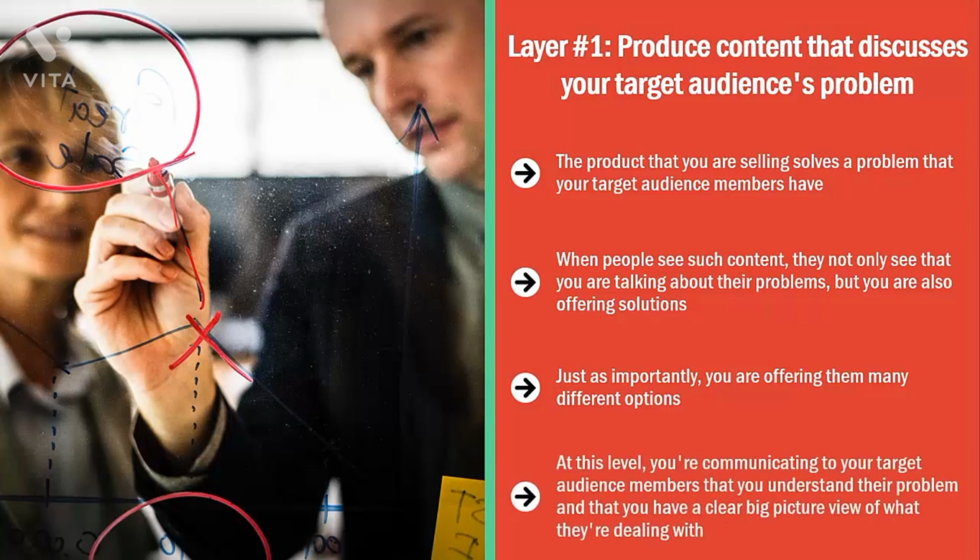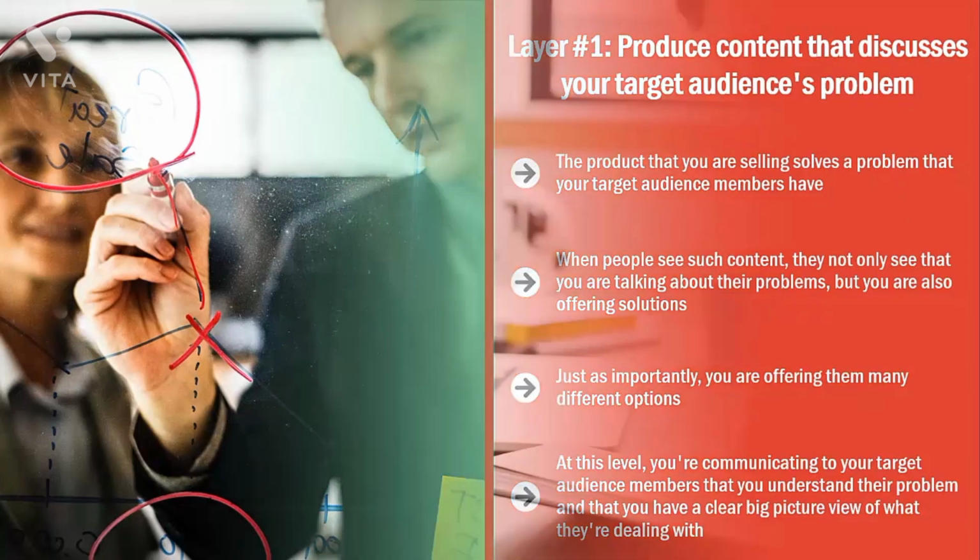At this level, you're communicating to your target audience members that you understand their problem and that you have a clear, big picture view of what they're dealing with. So you explain many different issues regarding their problem. You lay it out. And the more information they get from your content, the more credible and authoritative you become in their eyes.